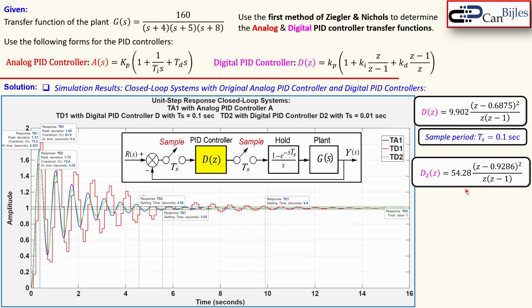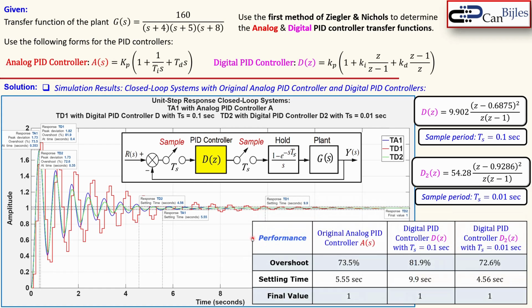That will of course change, that will depend on that. And this is now the sampling of 0.01 second. This is all done, by the way, this transfer function in MATLAB. Now here we have the performance, again overshoot, settling time and the final value. This is the original analog PID controlled system.